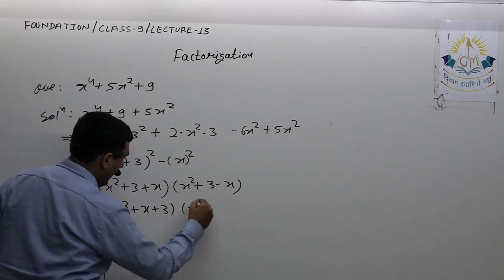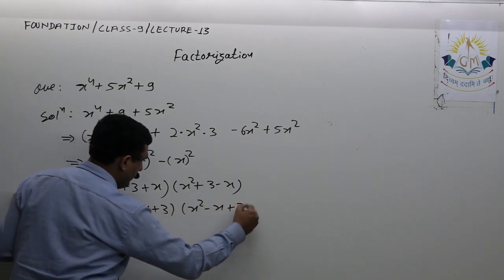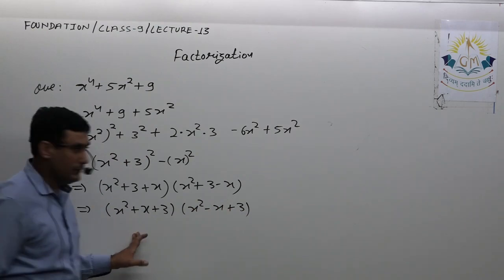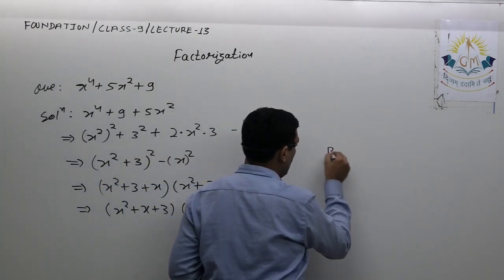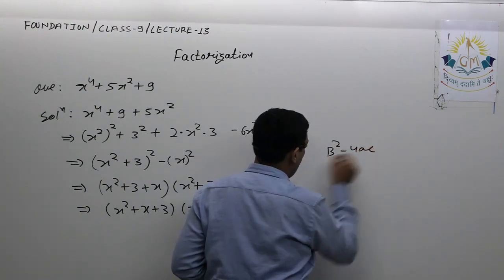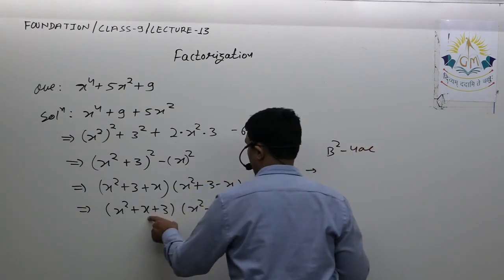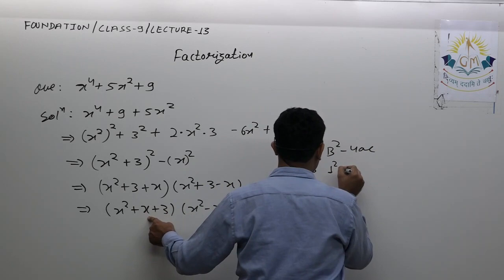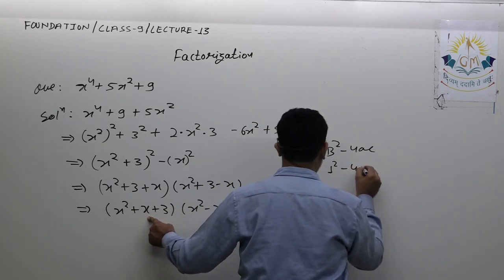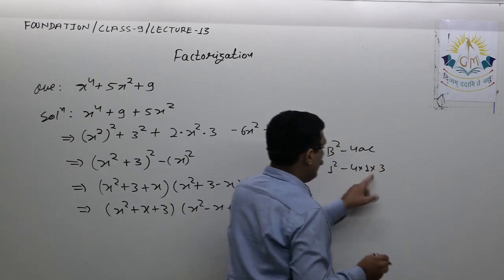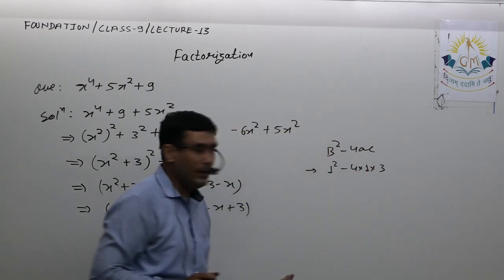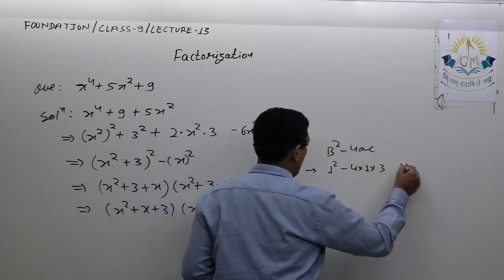Okay, and then I do check whether it is possible to factorize these two further. So I do check b square minus 4ac for the first one. B square is 1 square minus 4 into a is 1, c is 3. So 1 minus 12, that is going to be negative. So it is not possible.